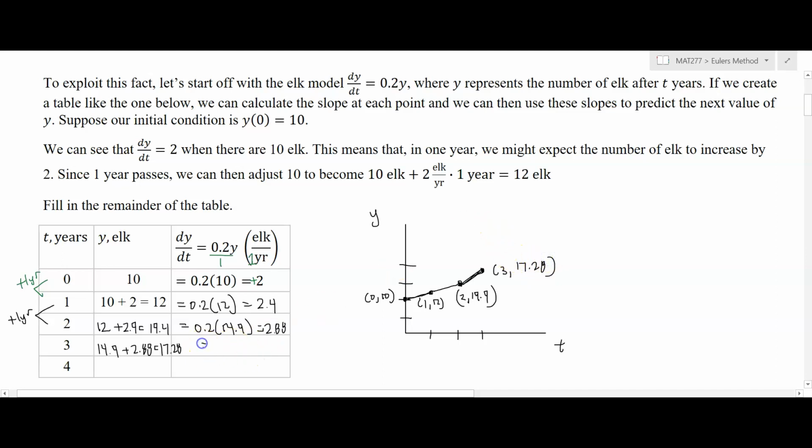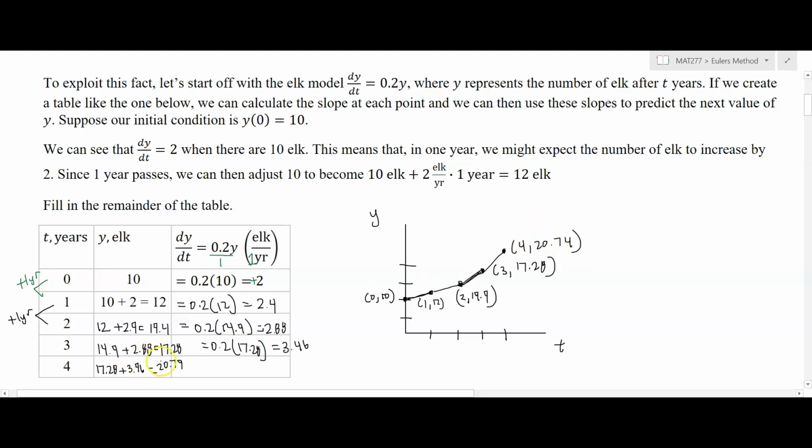We repeat the same process one more time because we want to estimate how many elk there are at time 4. So we'll take 20% of 17.28. And 20% of 17.28 is about 3.46. So notice again our rate of change jumped, and now if we take how many elk we had at time 3, plus the fact that we expect to gain 3.46 more elk, that's going to give us 20.74. And so at time 4, we're up here at 20.74.